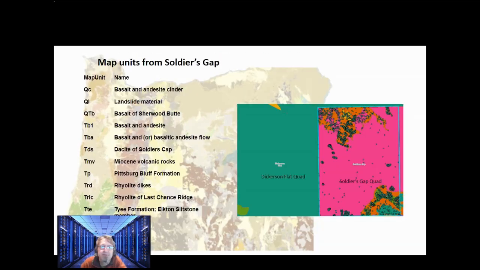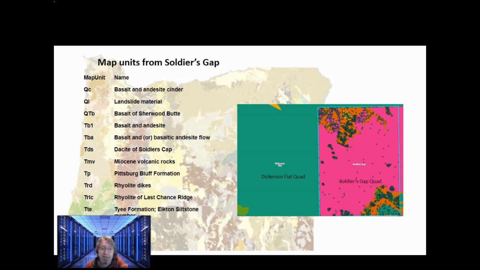The spectral signatures in the quad on the right have labels assigned to them, as seen here, with 11 geologic unit classes that are present in the Soldier's Gap quad. They also show 50 random points placed in each mapped polygon in that quad.